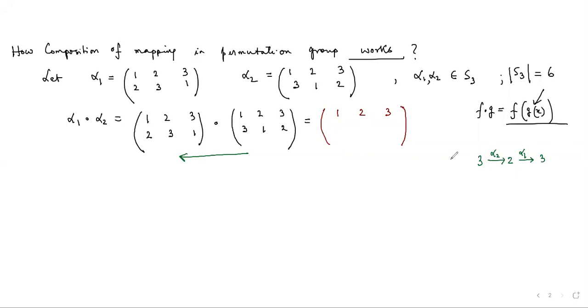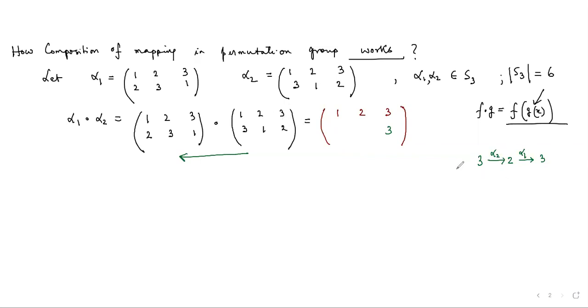3 goes to 2 under the function alpha 2, and with respect to the function alpha 1, 2 goes to 3. So ultimately, in alpha 1 dot alpha 2, 3 is actually going to 3. We'll read it in the following manner: 3 goes to 2 and 2 goes to 3, so it becomes 3.